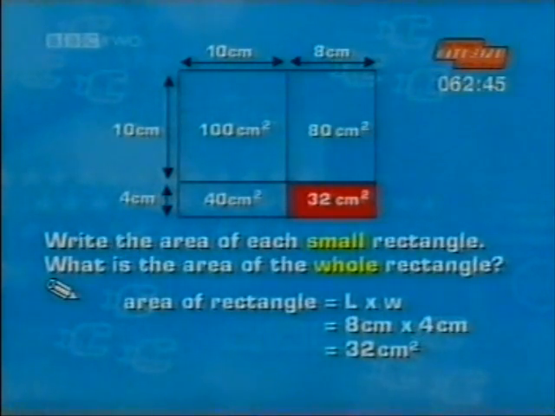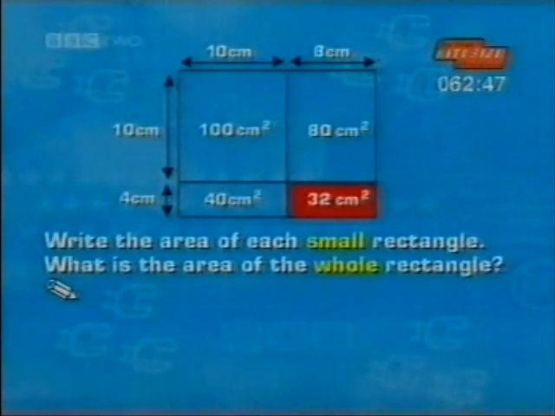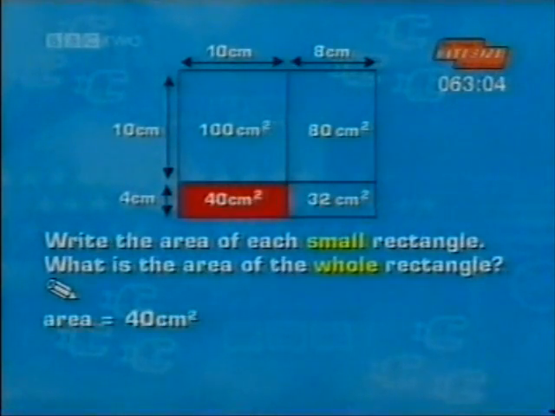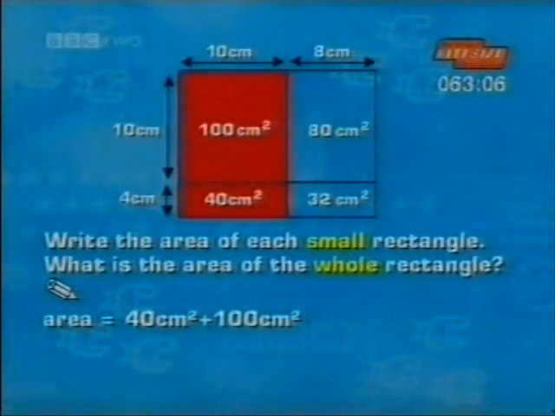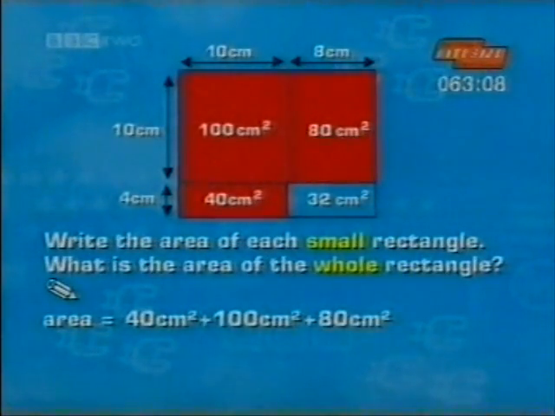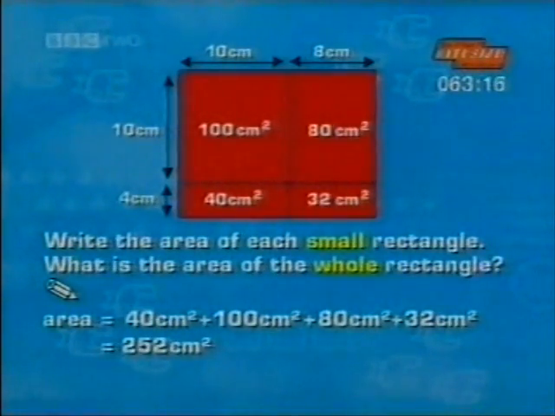Now, remember that area measures space covered, so each of these areas tells us the space covered by each of these small rectangles. So to find the area of the whole large rectangle, you can just add up the areas of the smaller rectangles that make up the large one. So that's 40 square centimeters, plus 100 square centimeters, plus 80 square centimeters, plus 32 square centimeters. And that comes to 252 square centimeters.